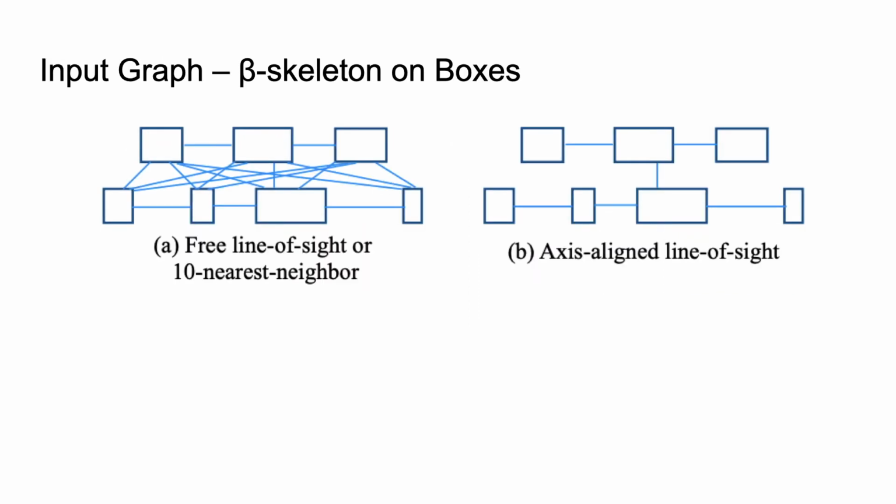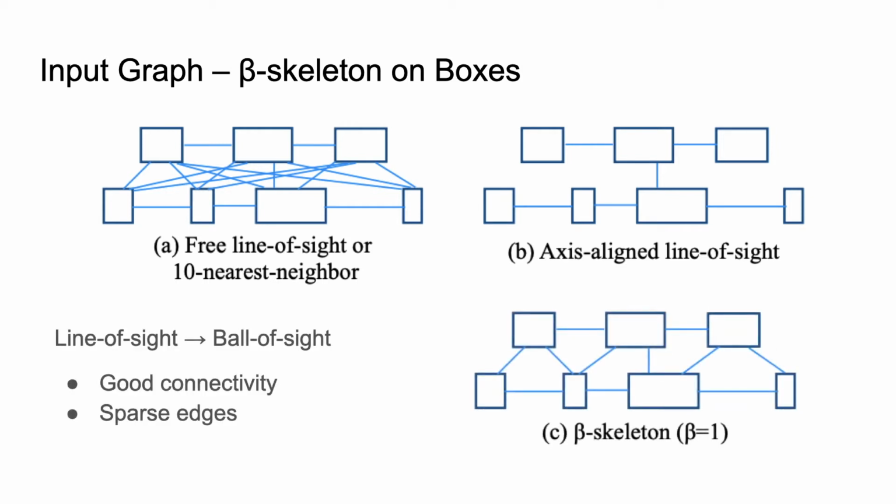The GCN will need an input graph. Traditionally, there are free line of sight or KNN graphs that can be overly dense sometimes, or axis-aligned graphs that can be too sparse. We use a beta skeleton graph, which adds an edge between 2 boxes when we can put a circle touching the 2 boxes without touching any other boxes. And that graph can achieve a good balance between connectivity and sparsity.